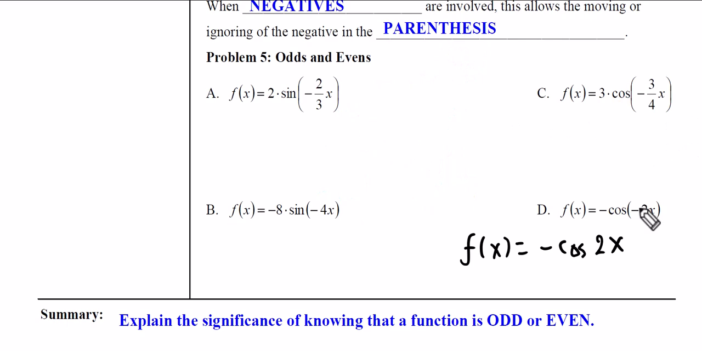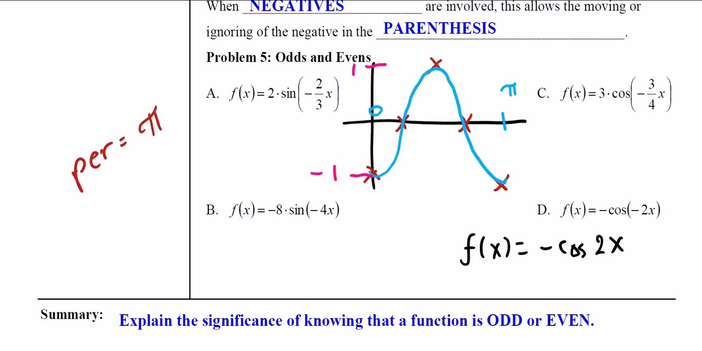For this last one, we're going to ignore this negative in here because cosine is an even function. We're graphing an inverted cosine. I'm not going to go into the details on this one because I'm pretty confident that you can do it. So make sure you take the time to check to make sure that you get the same answer as I did.